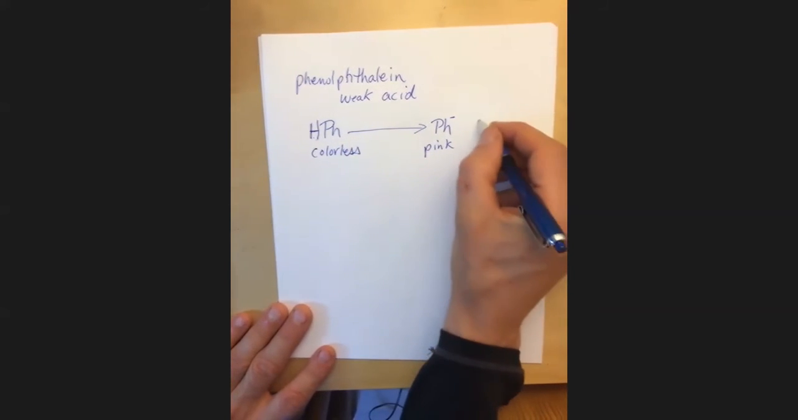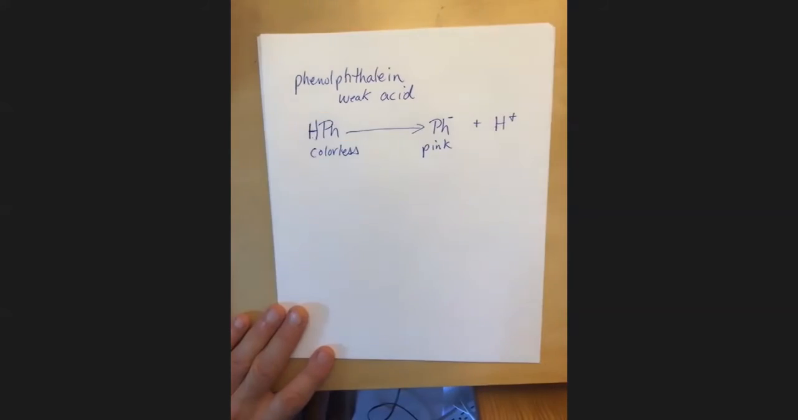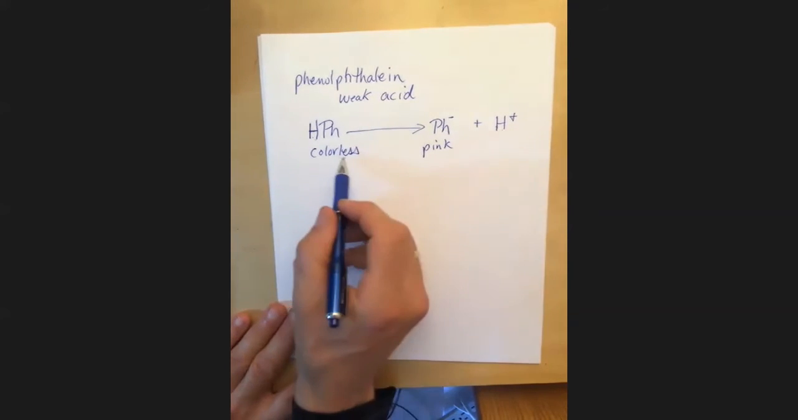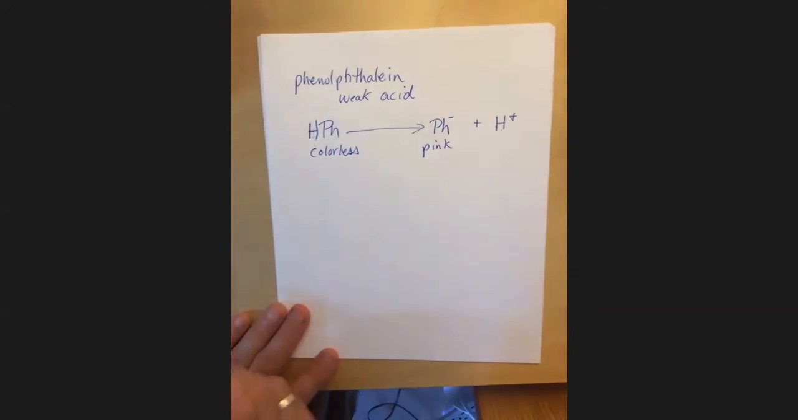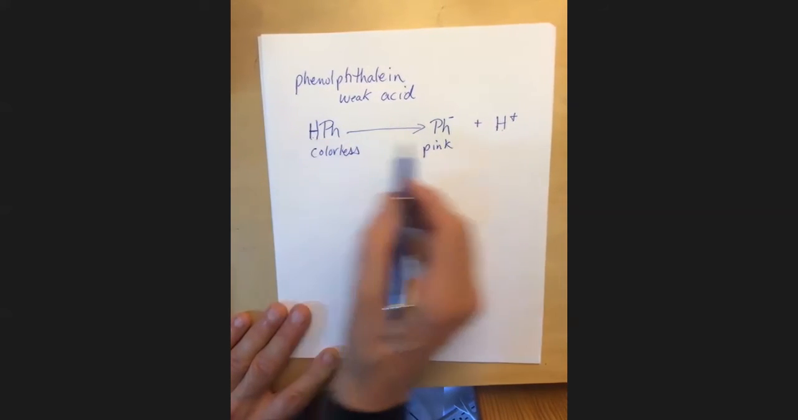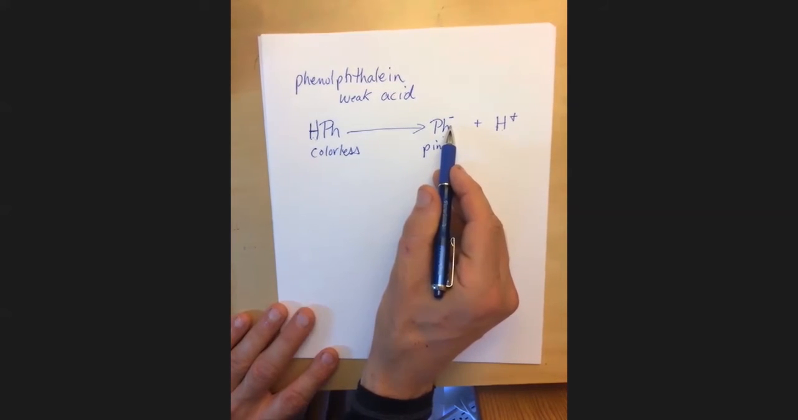And so I'm going to separate over here my hydrogen, showing that it's separated from the phenolphthalein. So it's colorless when it has the hydrogen attached, and it's pink when the hydrogen is removed. Okay.